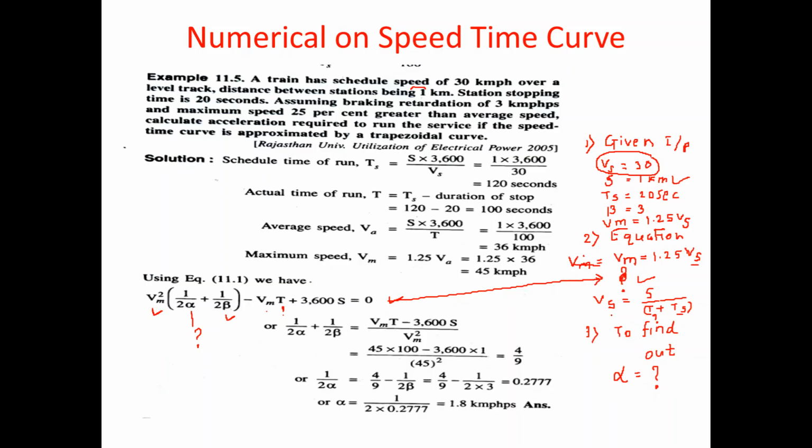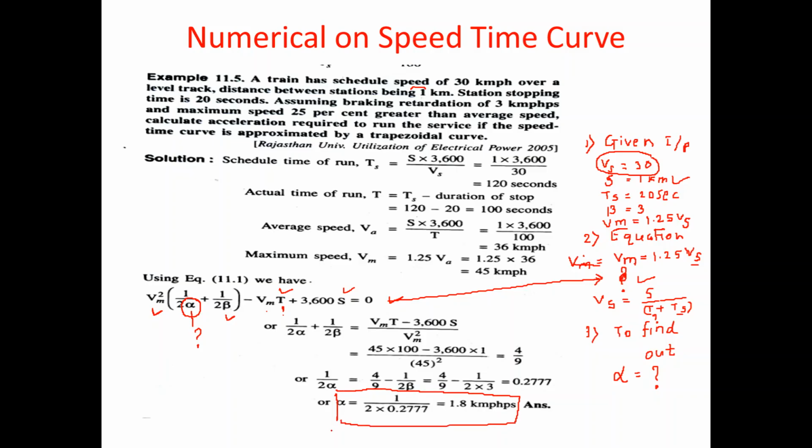So use this T value over here, and then S is already given. Yes, it is given as 1 kilometer. So knowing all the parameters, the only parameter you have to find out is alpha. So alpha can be found from this equation. Here finally they have found the value of alpha, which is 1.8 kilometer per hour per second.